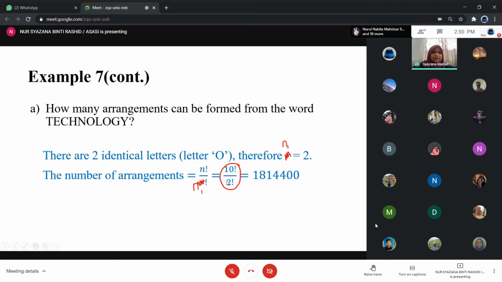So you hanya akan bahagi dengan identical object. You only divide with identical object. If there's no identical, no need to divide. Just 10 factorial. And we must arrange all. We must arrange all. Okay.